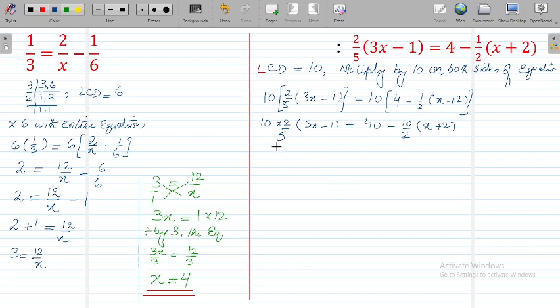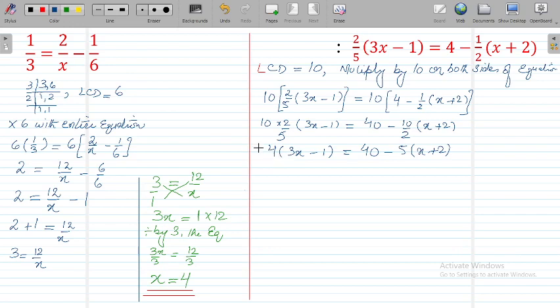You can further simplify it. 10 divided by 5 will give you 2, and 2 twos are 4. So 4 into (3x minus 1) is equal to 40, and 10 divided by 2 is going to be 5, into (x plus 2). This is done. Now the algebraic equation looks simpler to all of us, and we feel more confident to solve this algebraic equation.